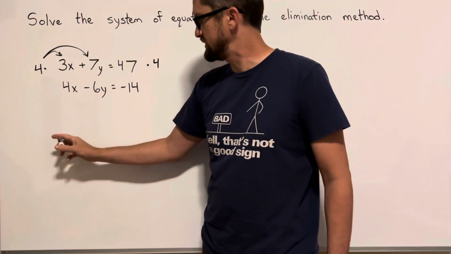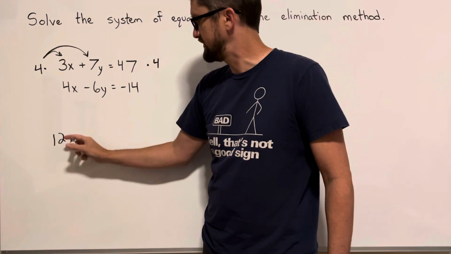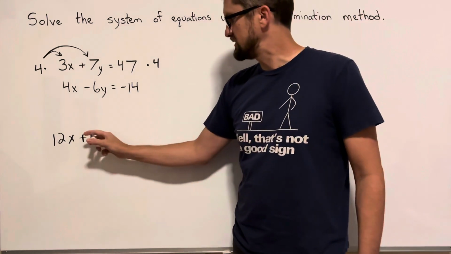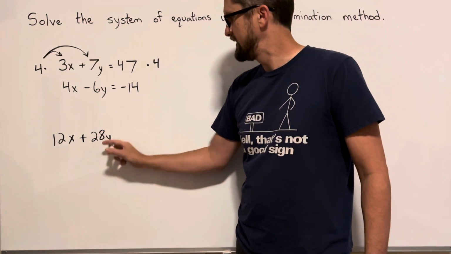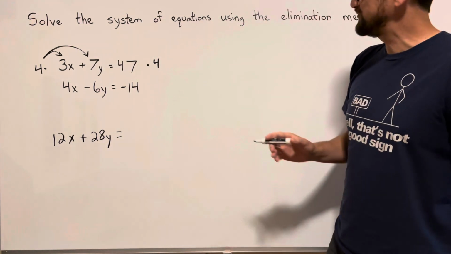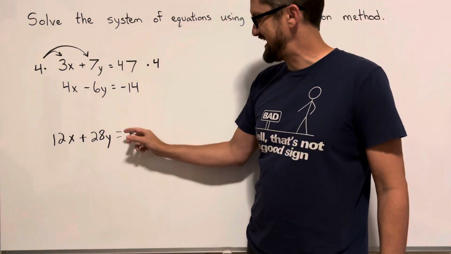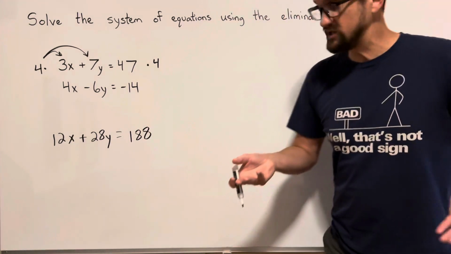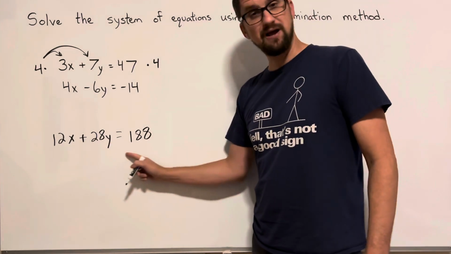So 4 times 3 gives you 12. So this will be 12x. 4 times 7 gives you 28. This is going to be a 28y. And then on the right-hand side, 47 times 4 is 188. There you go. I changed the first equation by multiplying both sides by 4.